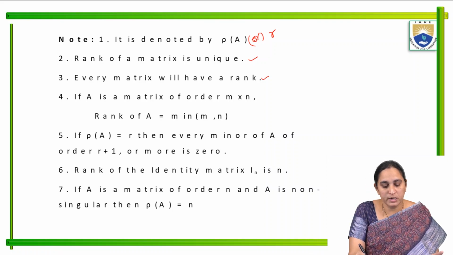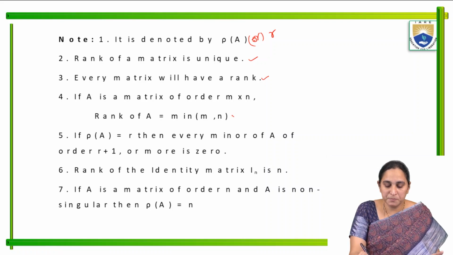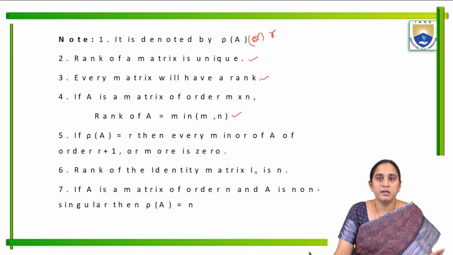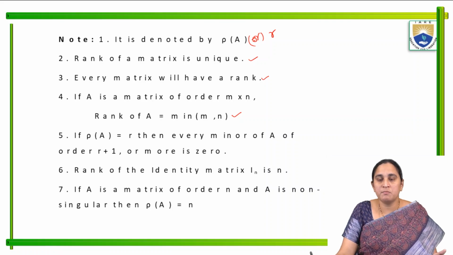And the fourth point: if A is a matrix of order m by n, then the rank of A is less than or equal to the minimum of m comma n. This fourth point is very important. Where we can apply this point means the given matrix is a rectangular matrix.